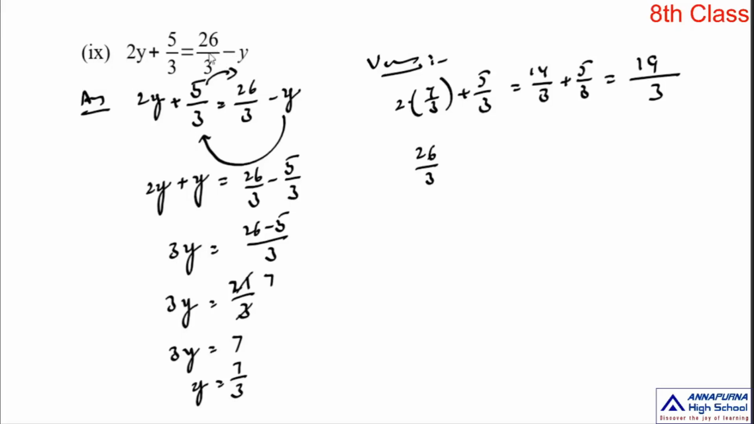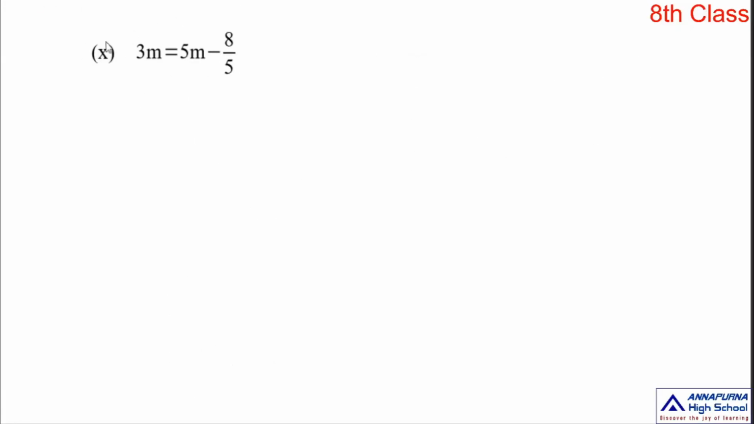in the right side. Right side we have 26 by 3 minus y, so 26 by 3 minus 7 by 3, it is equal to, the denominators are same, simplify the numerators directly. 26 minus 7 by 3, it is equal to 19 by 3. So both results are same, that means y is equal to 7 by 3 is the required solution of this equation. And let's come to the next one.